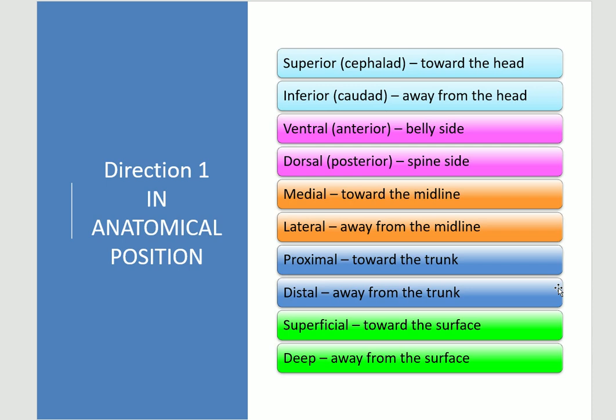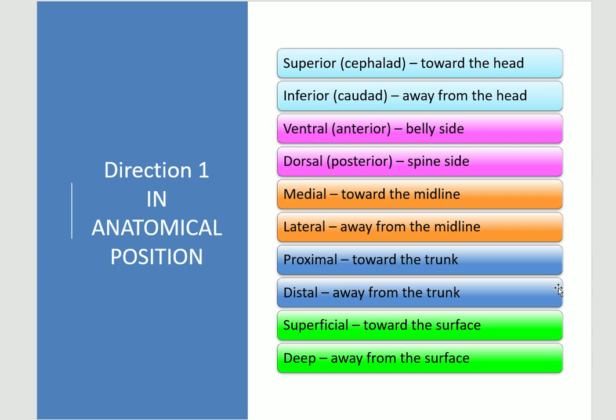These directions always come in pairs, so we have superior and inferior. They used to be called cephalad and caudad. Cepha means head, so cephalad is toward the head. Caudad means tail, away from the head. They're not really used that much anymore. We always typically use superior or inferior. At least since I've been in this realm, it's been superior, inferior. So superior is toward the head, inferior is away from the head.